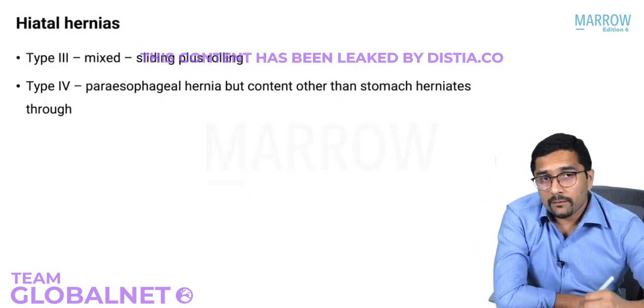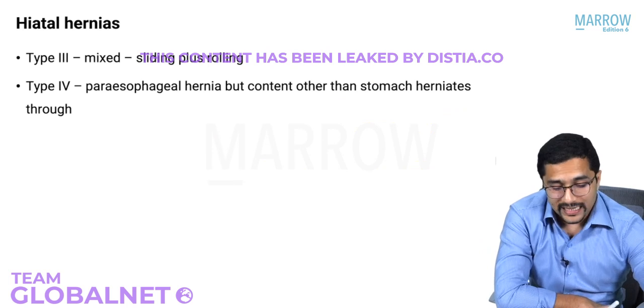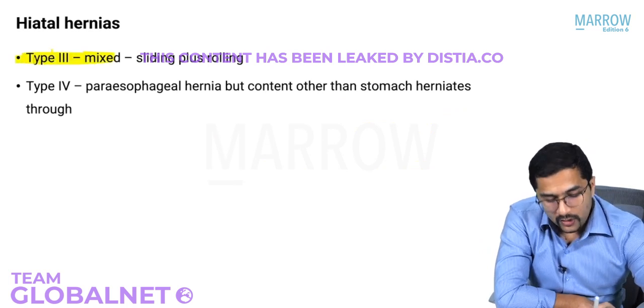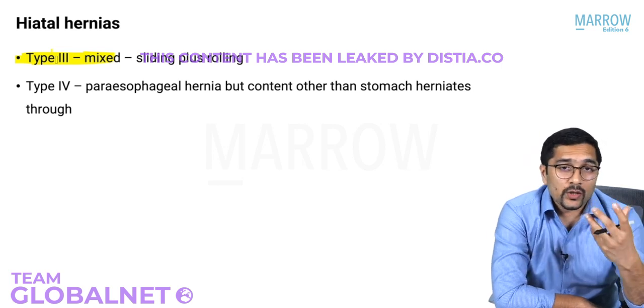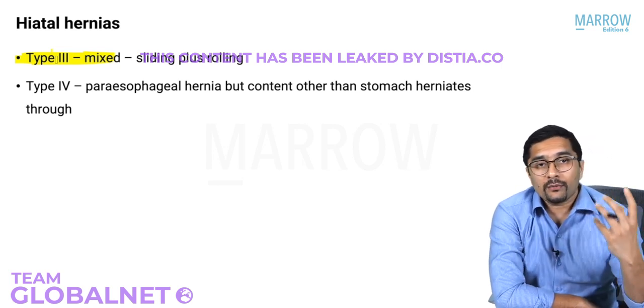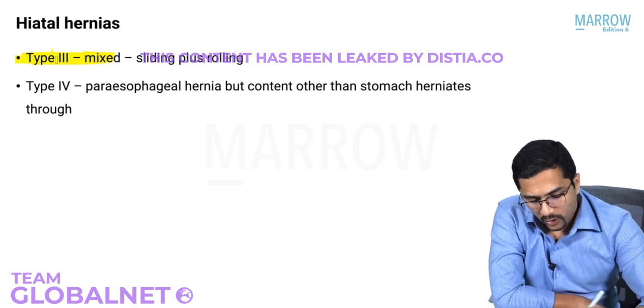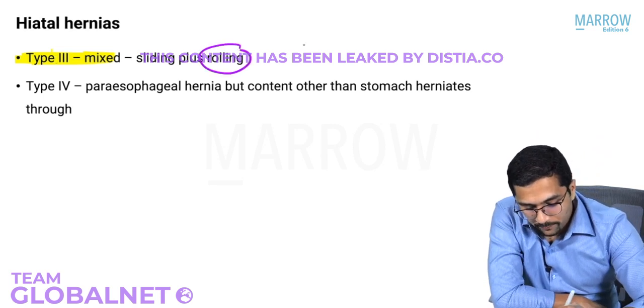Type 3 is called mixed hiatal hernia, where there is both a sliding component and a rolling component. So a common sense question: if there is both a sliding and a rolling component, which component will determine the treatment? Obviously, it will be the rolling component which determines the treatment, because the rolling component can be life-threatening.